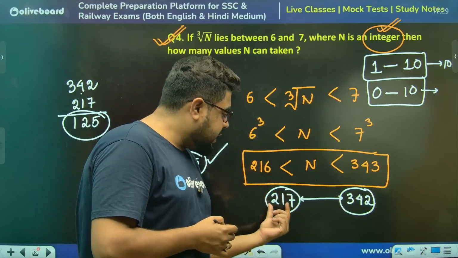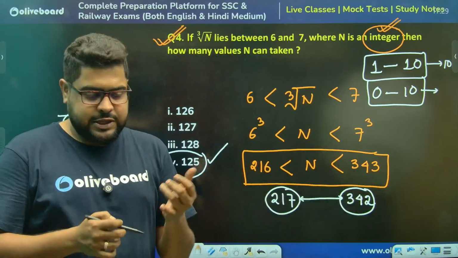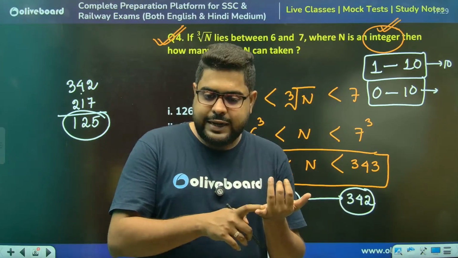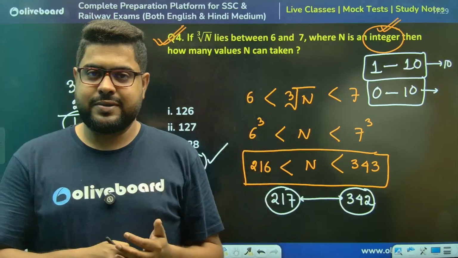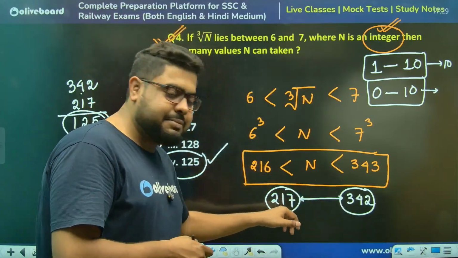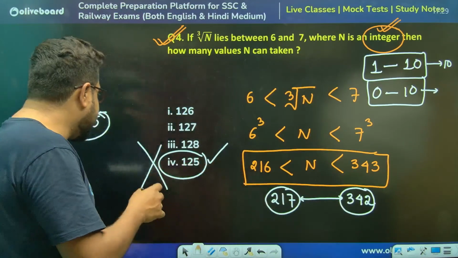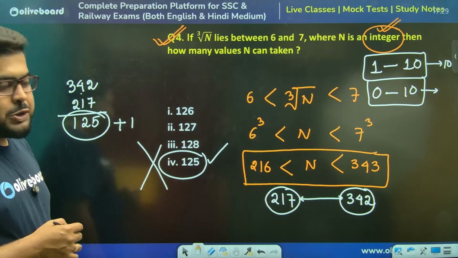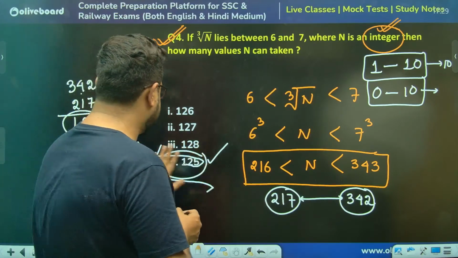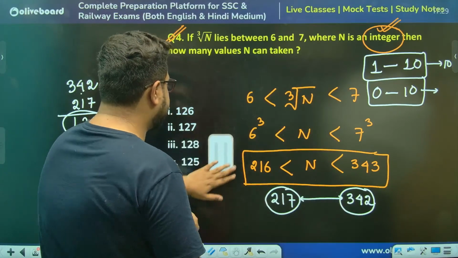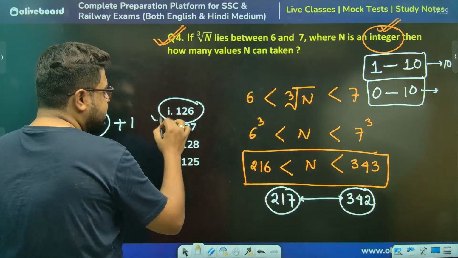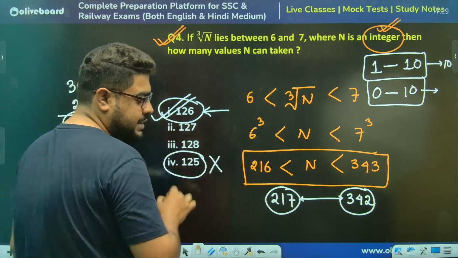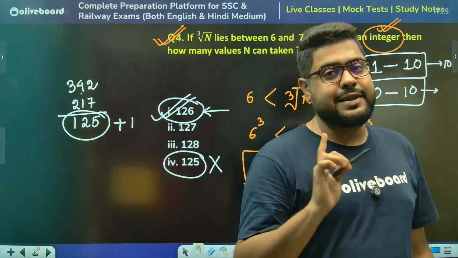So if you start your count from 217, and you want to consider that number as well, whatever you are getting, you always need to do one plus. So my answer will not be 125. My answer will always be one more. This is the correct answer, not this. Please understand, sir. Please don't make this silly mistake.